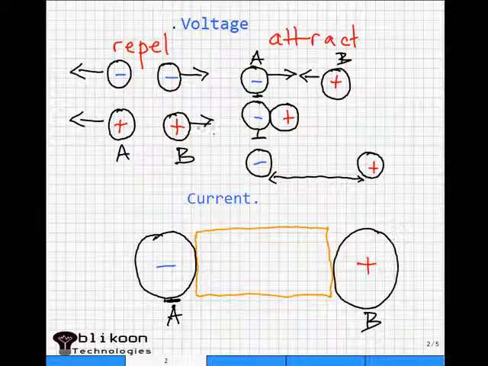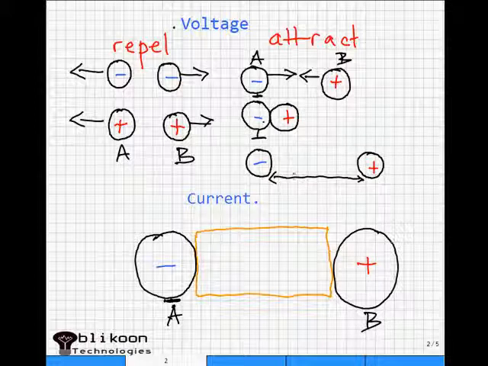From basic physics, we know that like charges repel while unlike charges attract. We are using this simple concept to explain voltage. In the figure here, we see two charges attracting. If we let them free to move, they are going to move together and touch.